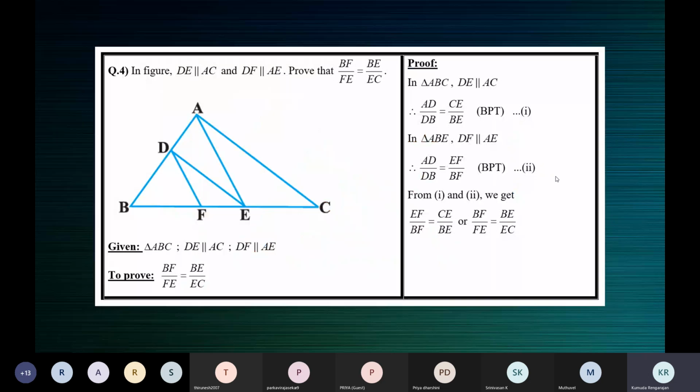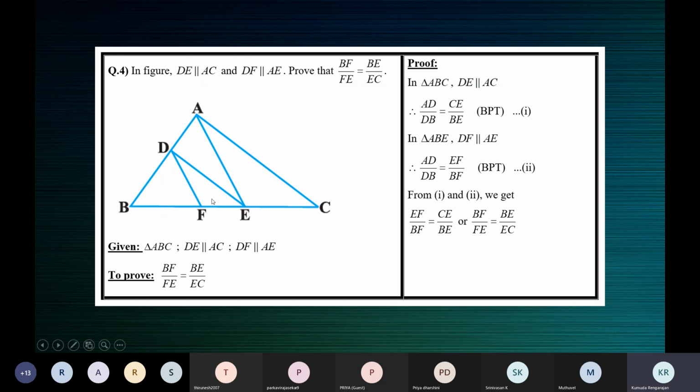So this is what it is on comparing the two proportions. We understood that since AB is common to both the triangles, AD by DB is common. So CE by BE is equal to EF by BF. But we have it slightly in a different way here, which means we have to take reciprocals on both sides. So BF by EF is equal to BE by EC. Just taking reciprocals on both sides.